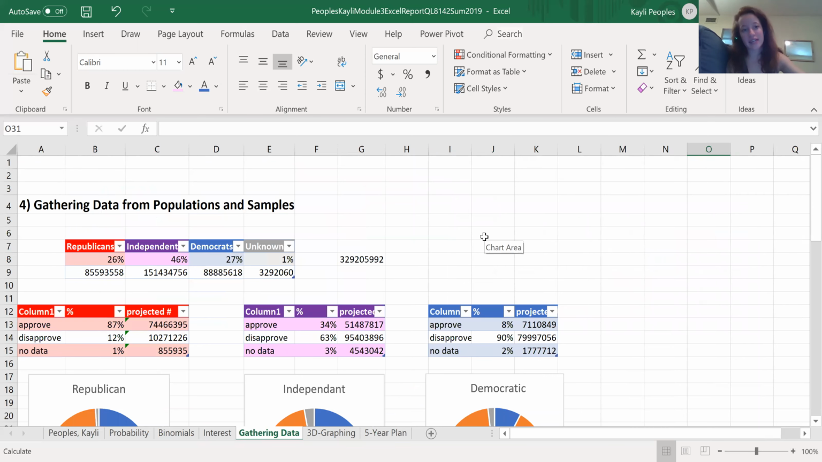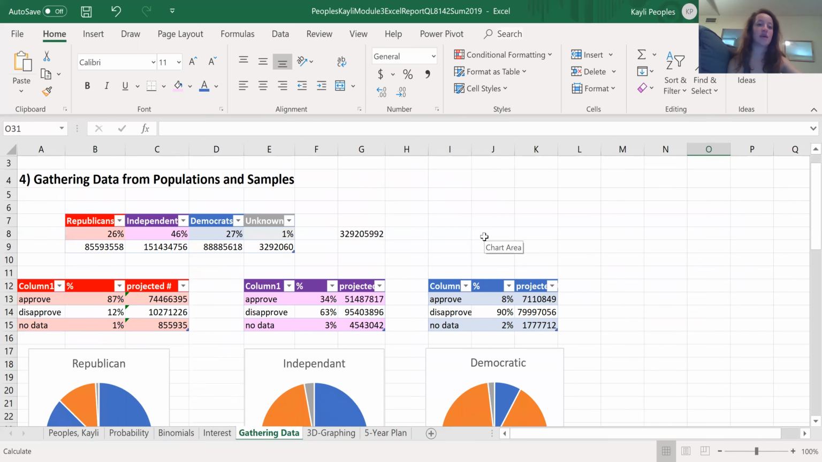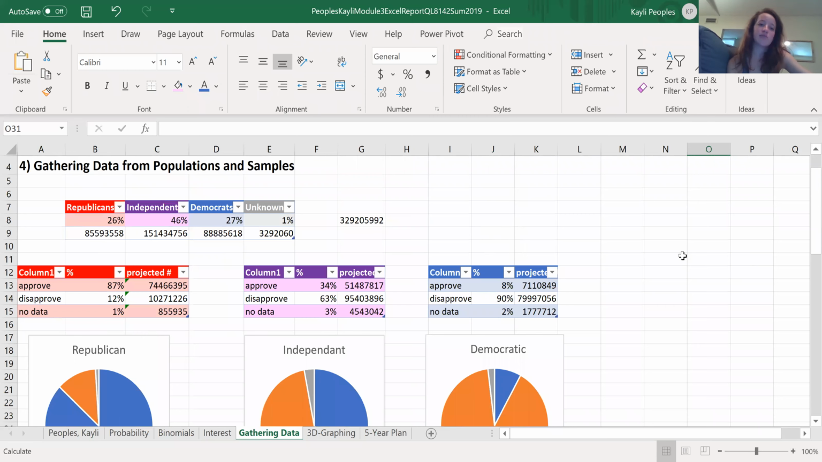And here's the gathering data from populations and samples. The first thing we looked at on this one was the percent of Americans that are Republicans, Independent, or Democrats or unknown based on this population right here. That's the current population when I did this, not up online.